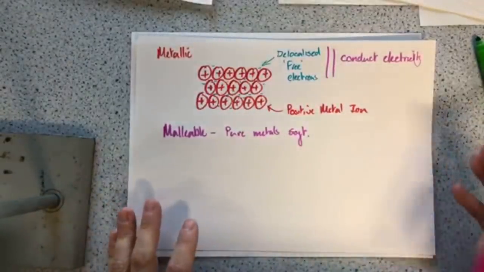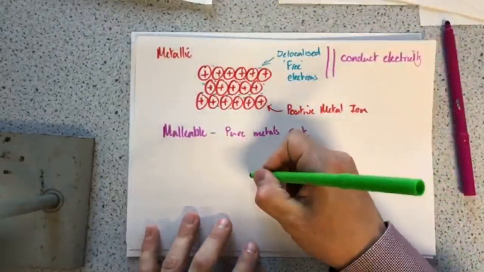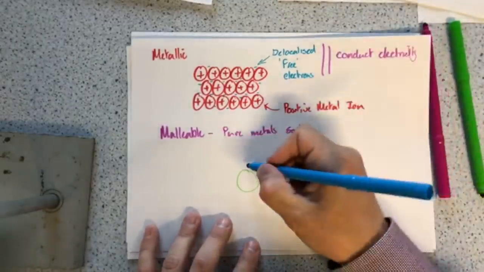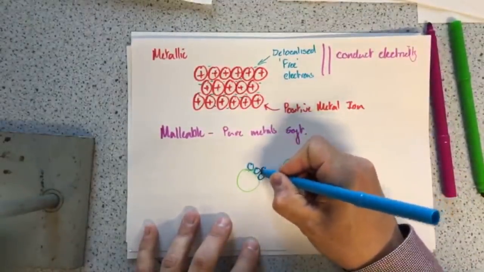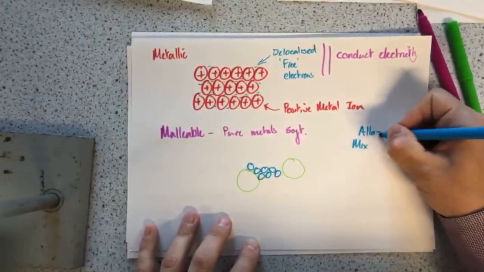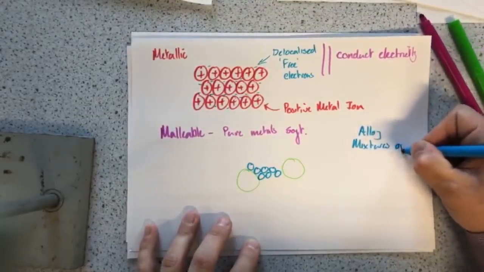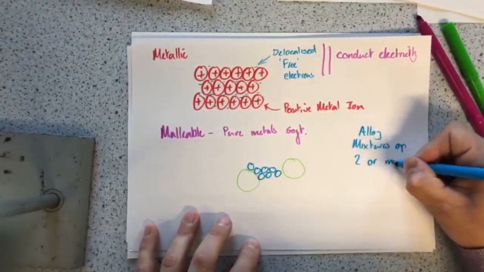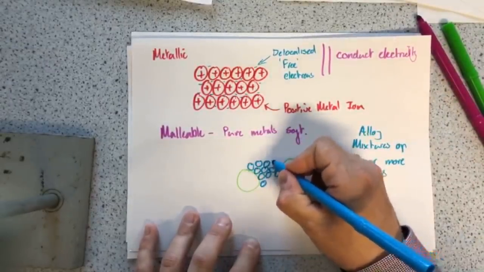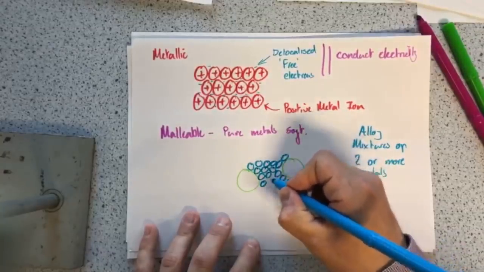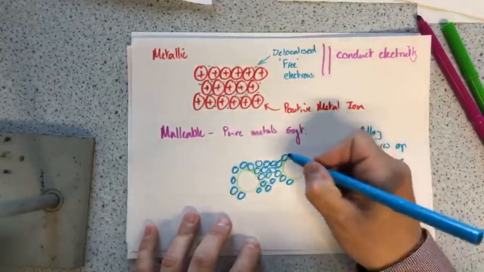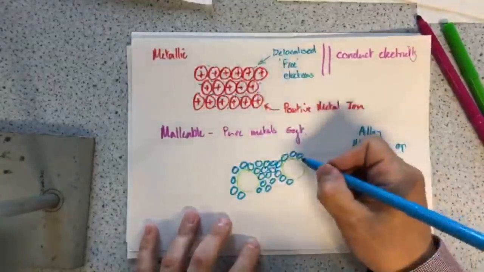And we have a need for metals to be hard in some instances. So scientists and metallurgists have developed another type of material, which is called an alloy. Alloys are mixtures of two or more metals. And by mixing atoms or ions of two different types, of different sizes, you can stop the layers of metal ions being able to move backwards and forwards.